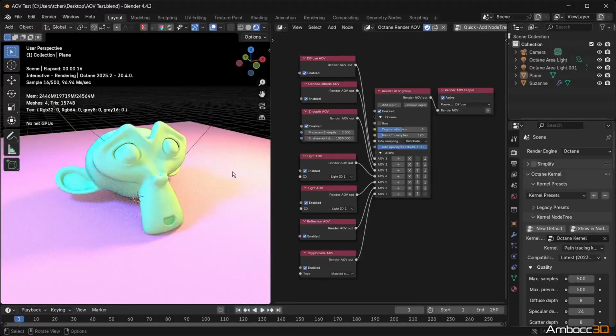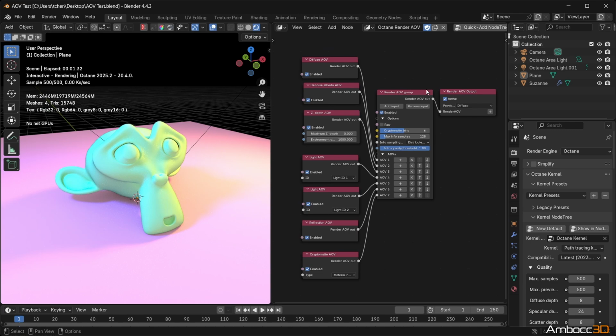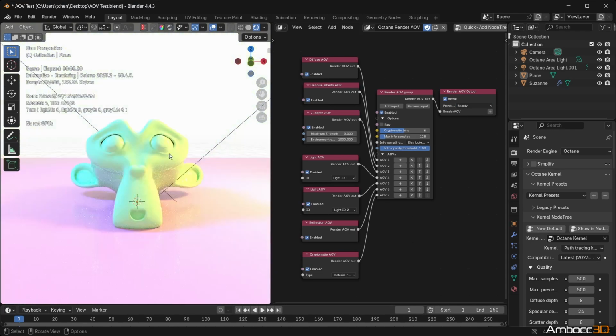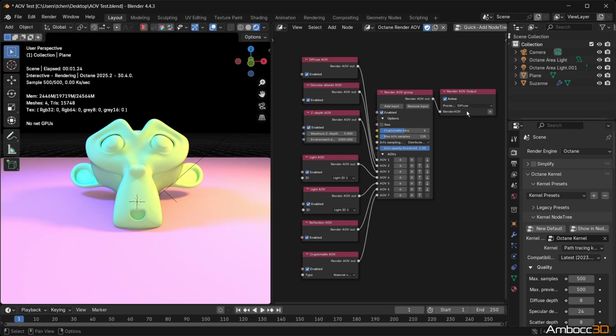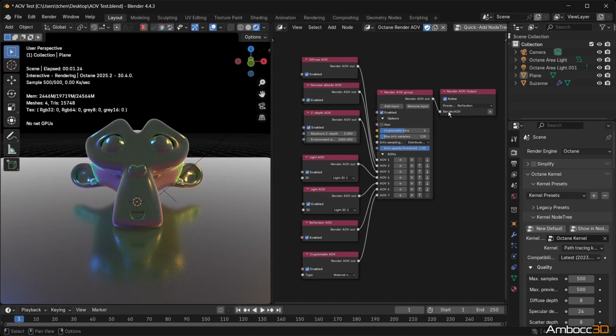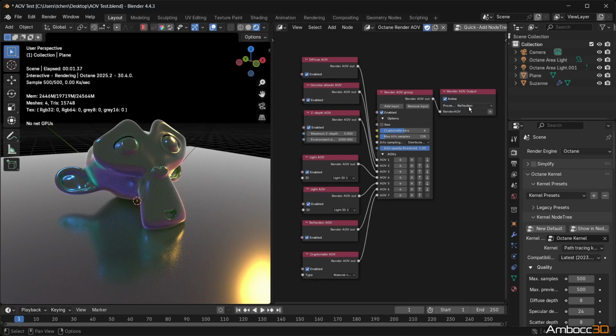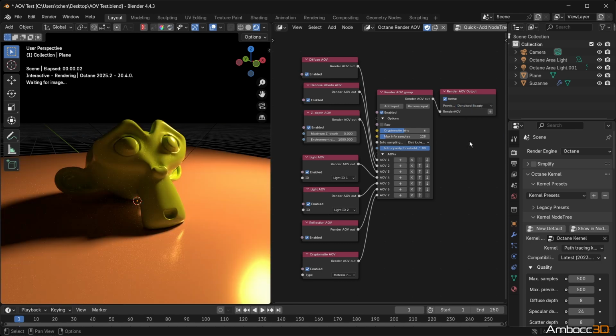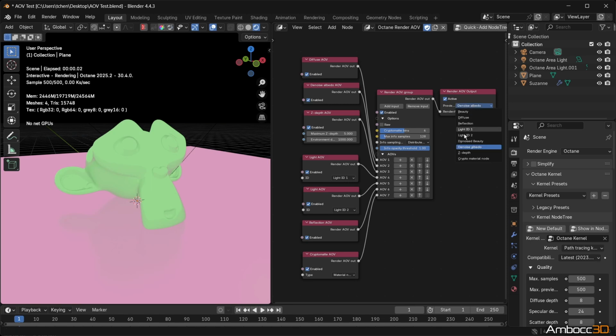So, what are AOVs? AOVs, or arbitrary output variables, are essentially render passes. Octane's arbitrary output variable system is extensive and contains two types of editors, the OctaneRender AOVs and Octane Composite. They provide a way to composite the AOVs together directly in OctaneRender.